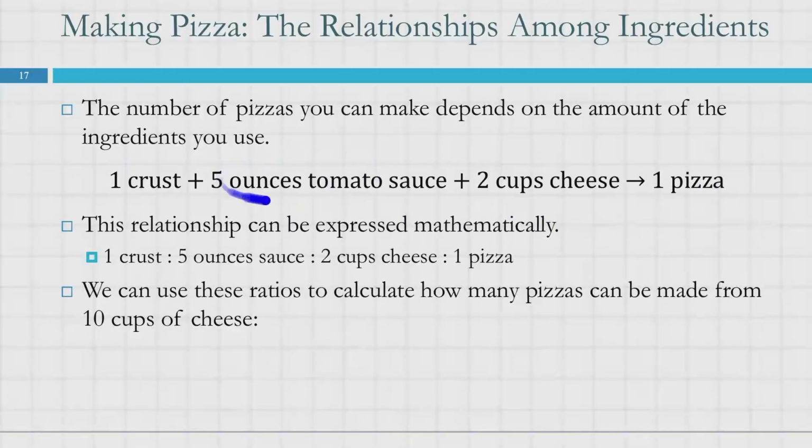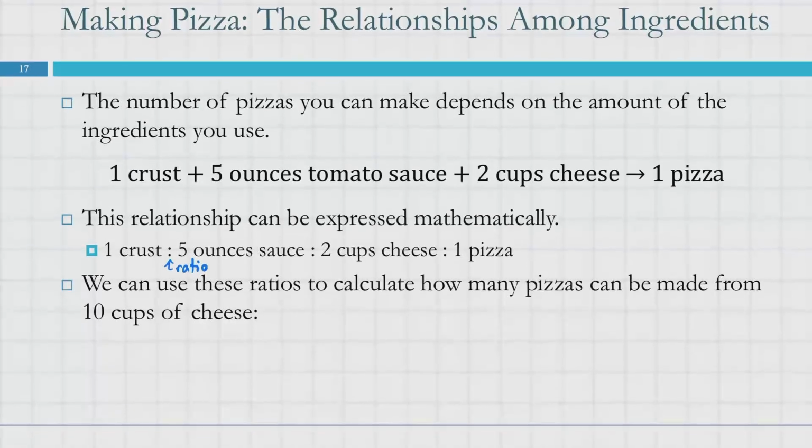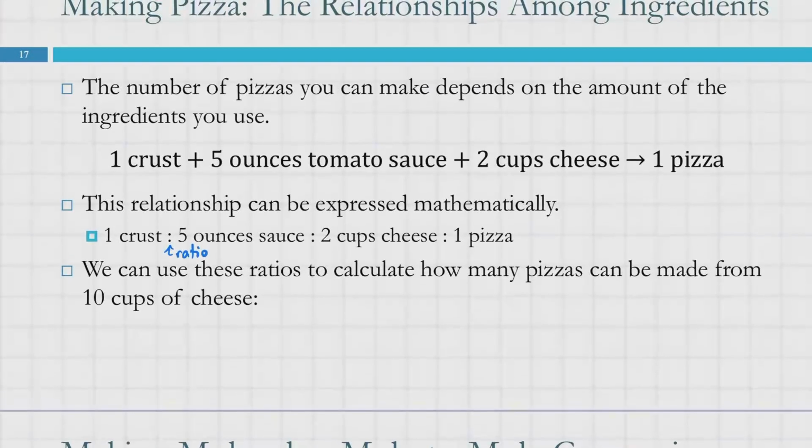If we have 5 ounces of tomato sauce, that's enough that we could make 1 pizza. If we've got 2 cups of cheese, that's also enough that we could make 1 pizza. But we have to have all 3 of these together, and we can express it mathematically using the colons. So 1 crust to every 5 ounces of sauce, to every 2 cups of cheese, to every 1 pizza. And we can pick out any 2 of those things and use them to calculate something else.